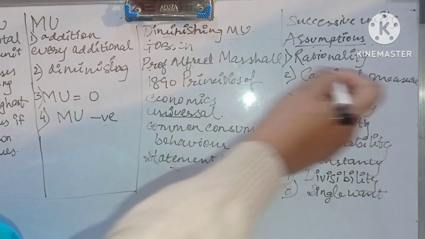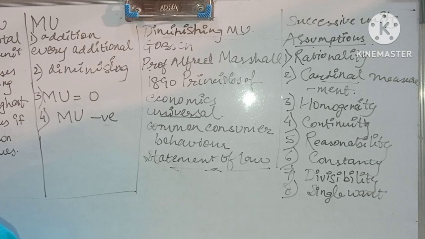Cardinal measurement. What does cardinal mean? Cardinal means the law assumes that it can be measured numerically, cardinally. In numbers you can measure it. Hence mathematical operations are easily possible to know and compare the utility derived from each unit. Okay, so it's assumed that we can measure it in numbers.